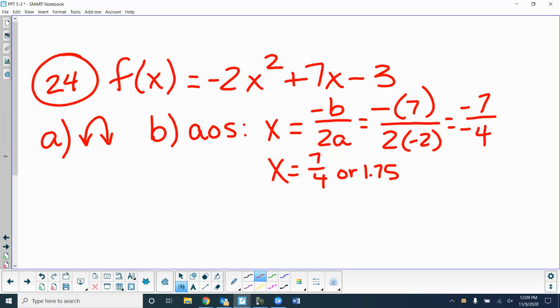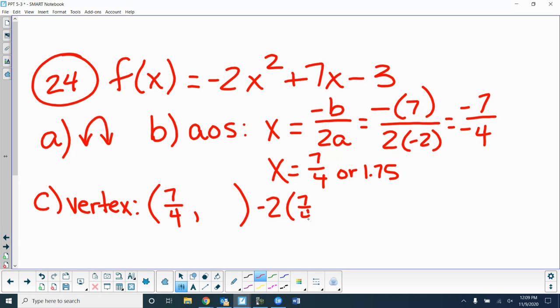All right, C is looking for the vertex when we were doing these. And we already know the X value of the vertex. It's whatever we got for the axis of symmetry. When we take that 7/4 and do what on them? Plug it into the original problem, all right? So I put -2 times 7/4 squared plus 7 times 7/4 minus 3. Again, you can put all that in your calculator.